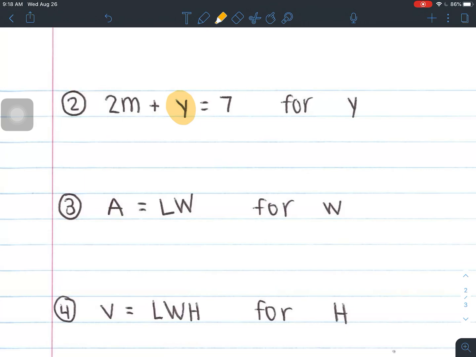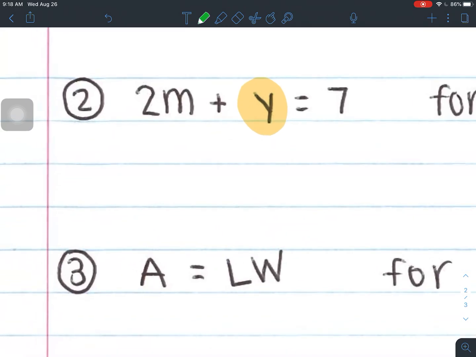I want that y to be by itself. Well, what's on this side of the equation that's holding my y from being by itself? Well, it looks like that 2m is what's in the way. Now 2m over here is being added to y, so they're disconnected from each other. So that means I can take the 2m and move it to the other side. Now I would move it to the other side by subtraction.